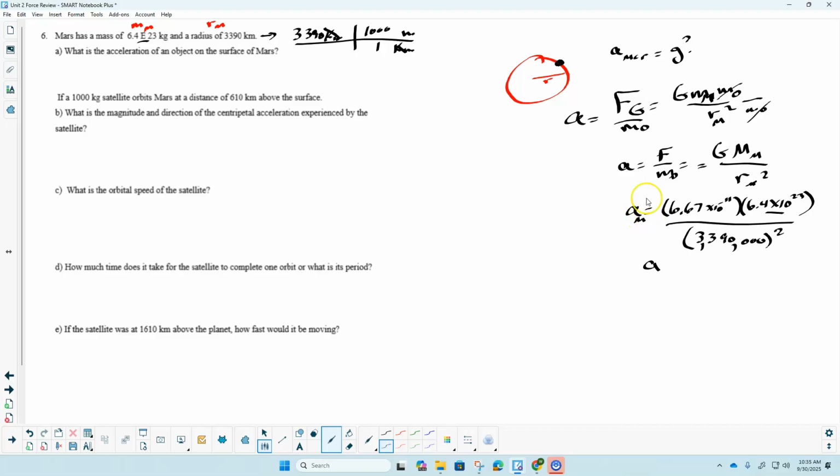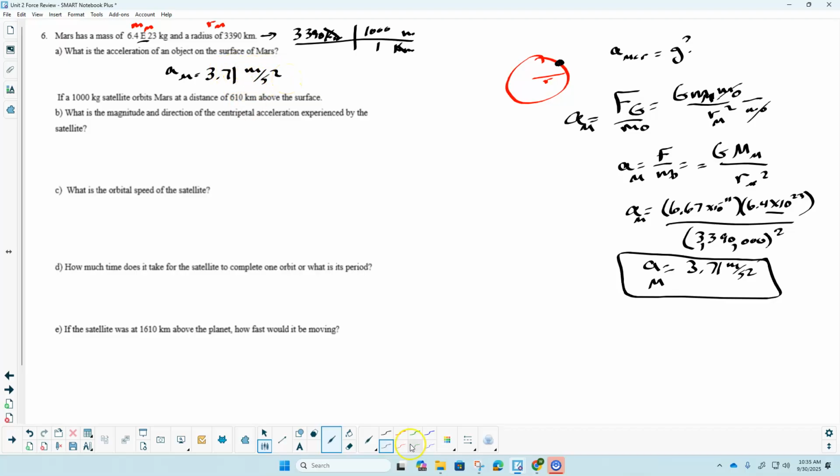So the acceleration on Mars, which is what we're solving for any object, is something like 3.71 meters per second squared. So that is our acceleration on Mars. So that's that, part A.